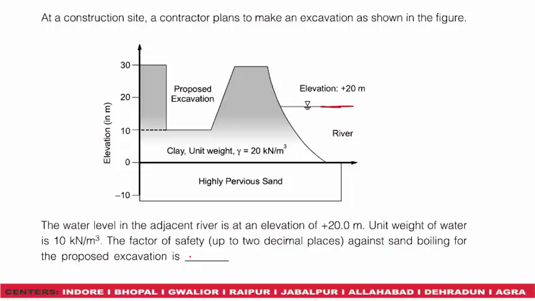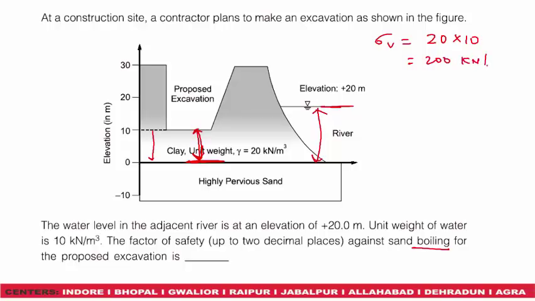Now the boiling condition will occur when the weight of soil at this point gets balanced by the uplift pressure due to this much water head. So to determine the factor of safety, we will calculate the vertical stress due to this much soil. This will be equal to vertical stress sigma V, 20, that is unit weight, into depth of soil. Depth of soil is 10 meter. So this is 200 kilonewton per meter square.